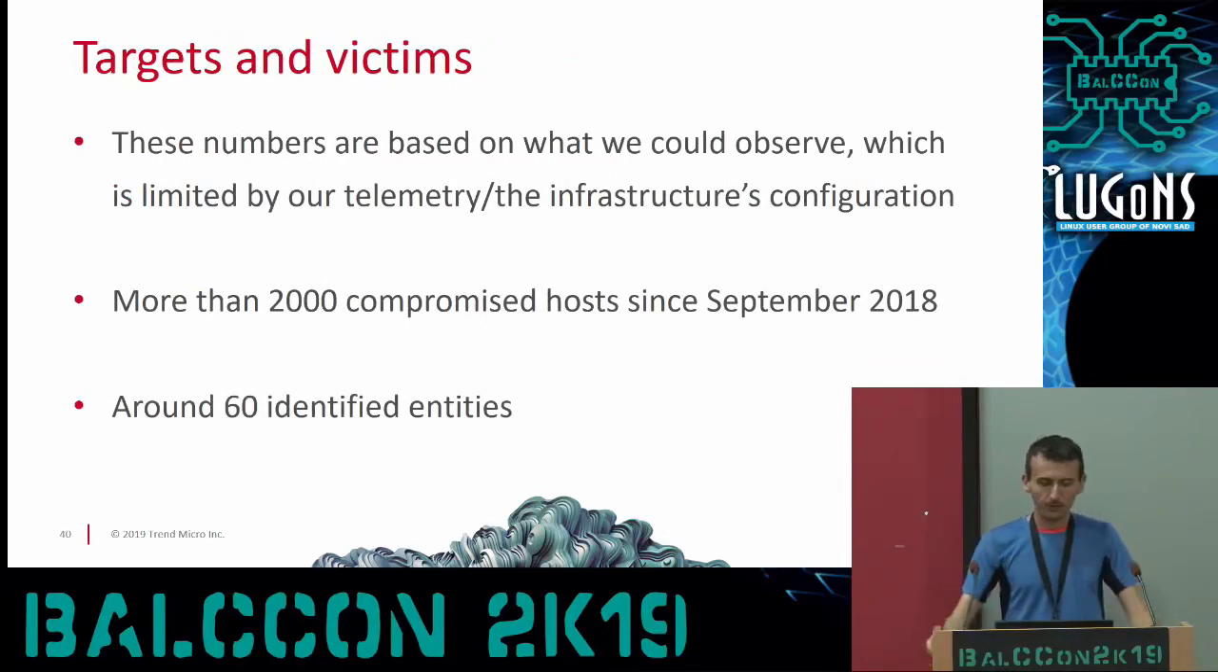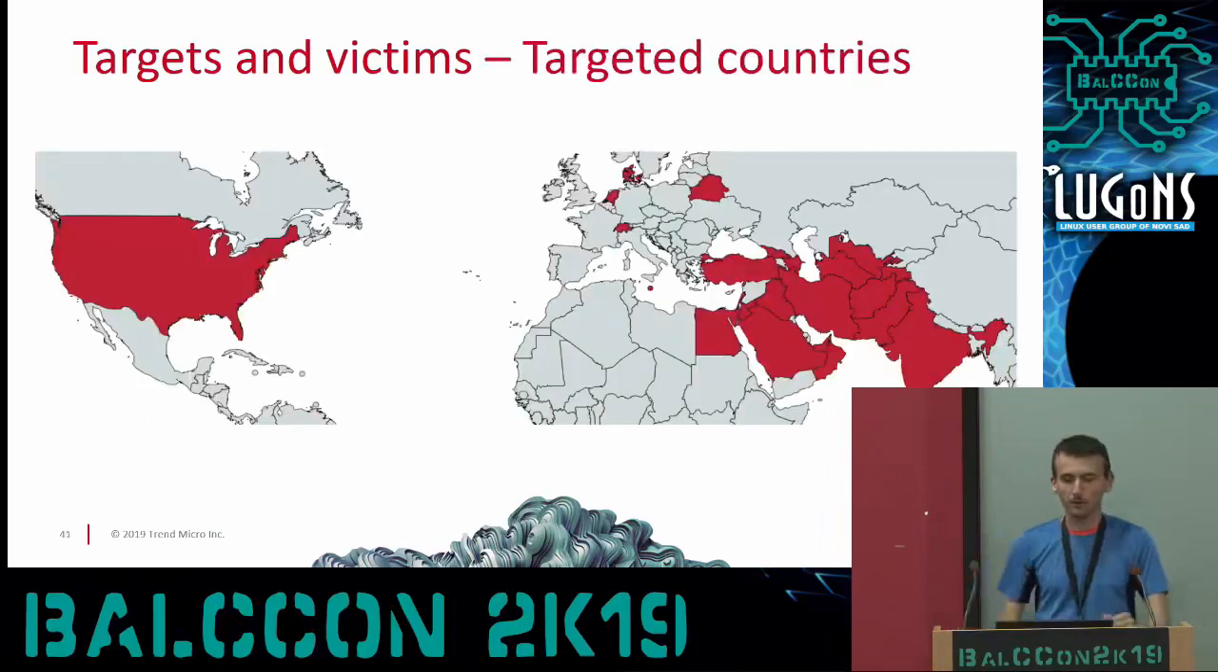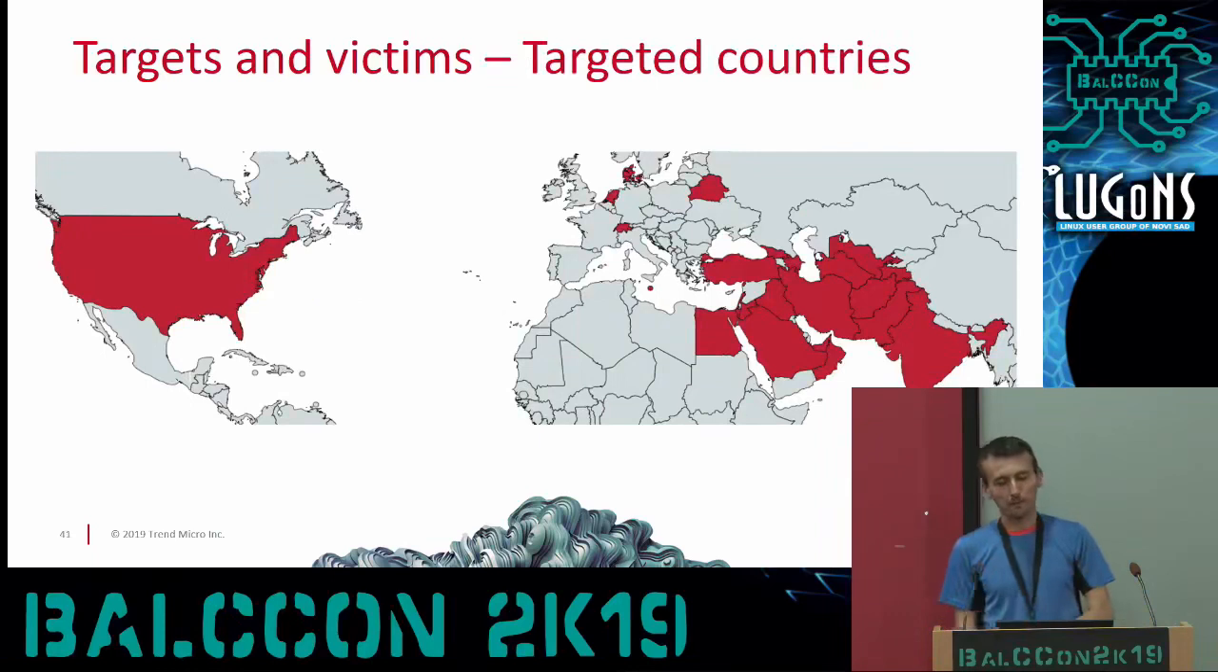So we found out, from our monitoring, from metadata and from other sources, that there have been around 2,000 plus compromised hosts. We managed to identify about 60 of them, and this is what it looks like when we draw it on the map. You can see that mostly it's Middle Eastern countries. Most victims are there, and from these countries, I would say that Turkey was the most targeted. But there have also been a few cases in Europe and the US.